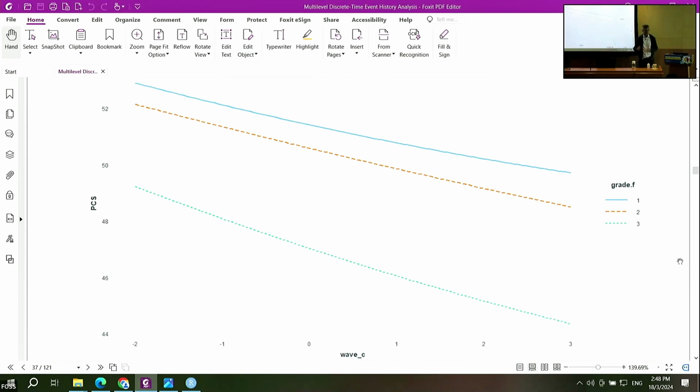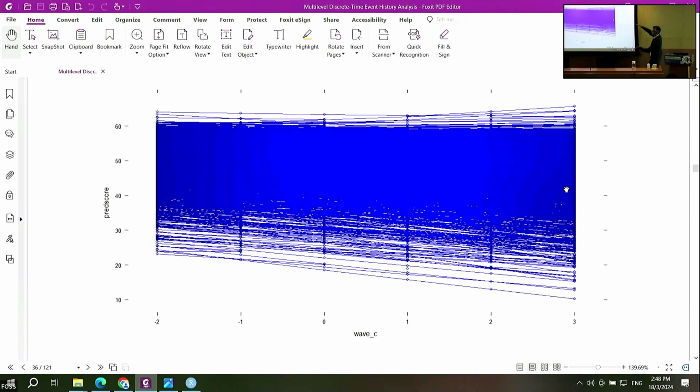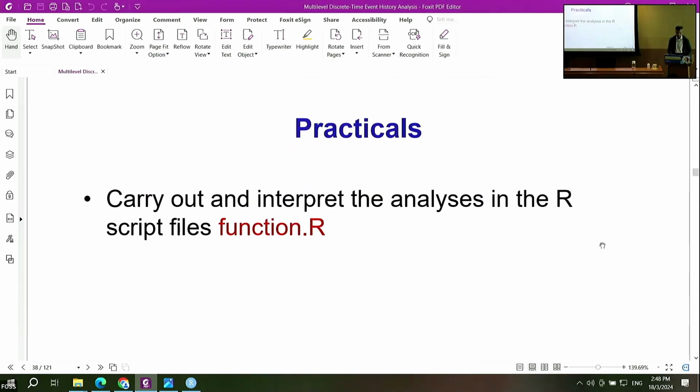So this is a cross-level interaction because time is at level 1 and grade is at level 2. So this cross-level interaction is sort of explaining some of this variability in the growth rates, in the negative growth rates, as people get older.